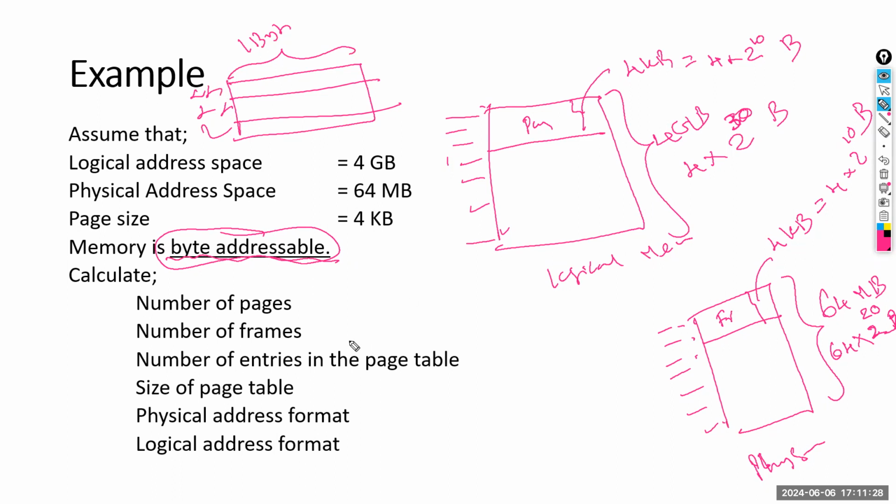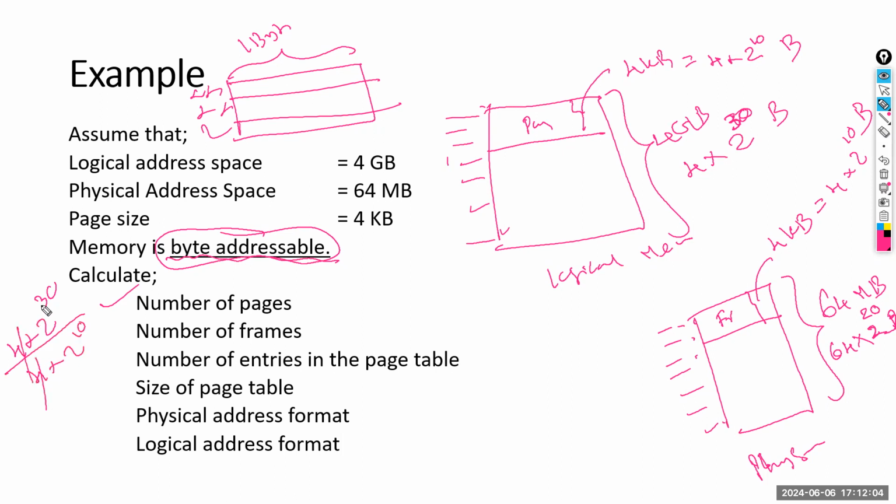Right. So my first question is the number of pages. Remember, pages are on the logical side, frames are on the physical side. So on the logical side, the total capacity is 4 into 2 to the power 30. And one page can take only 4 into 2 to the power 10. So therefore, how many pages are there? Total divided by capacity of one page. 4 into 2 to the power 30 divided by 4 into 2 to the power 10.